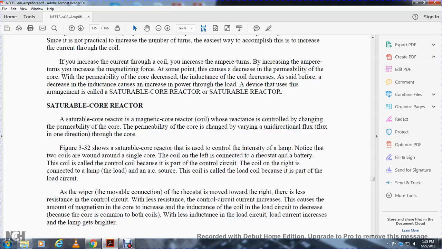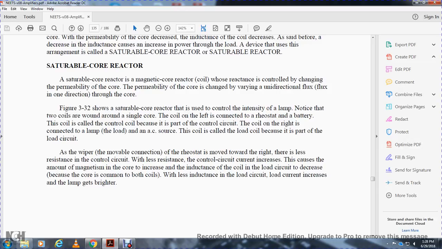A saturatable core reactor is a magnetic core reactor whose reactance is controlled by changing the permeability of the core. The permeability of the core is changed by varying an unidirectional flux, or flux in one direction, through the core. Figure 320 shows a saturatable core reactor used for the control of the intensity of a lamp.